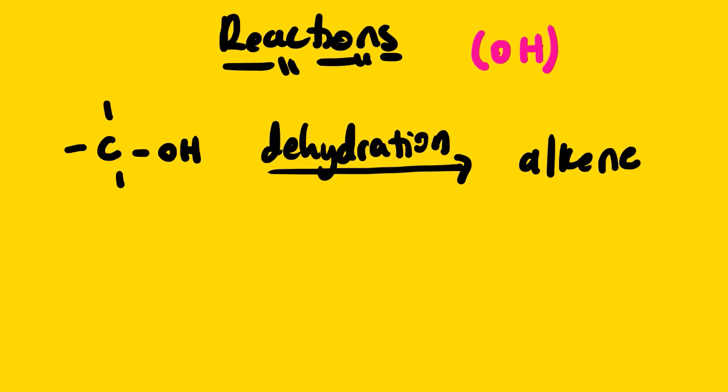Alkenes are those compounds which have a double bond between carbon and carbon. If you can remember the first few functional groups we've looked at, it's alkanes, alkenes, and alkynes. Alkenes are those compounds with a double bond. So alcohols undergo dehydration to form alkenes. That is the basic concept or basic principle about dehydration of alcohols.